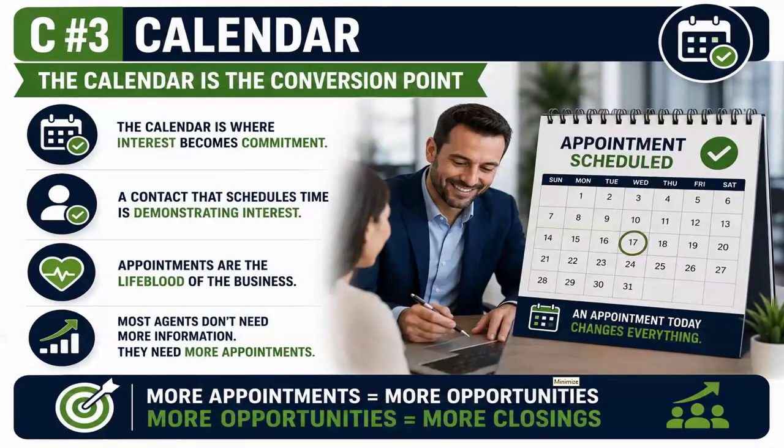And then C number 3 is the calendar. This is where really everything starts to come into a revenue possibility opportunity. Calendar takes interest, becomes commitment. A contact that schedules time is demonstrating the interest. If they go on your calendar, there's some type of interest there. That's a good leading indicator and a good sign.